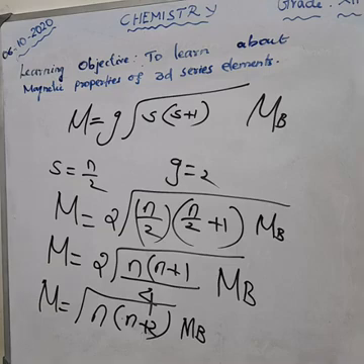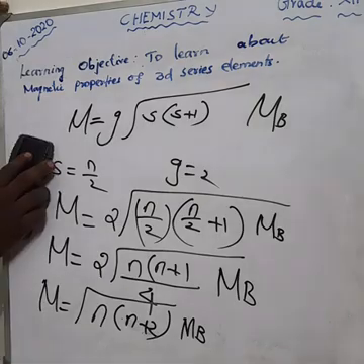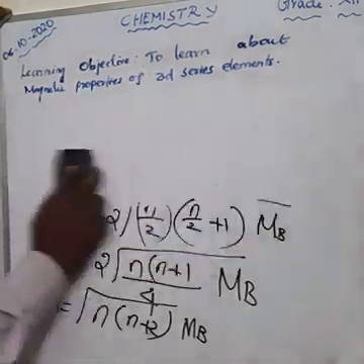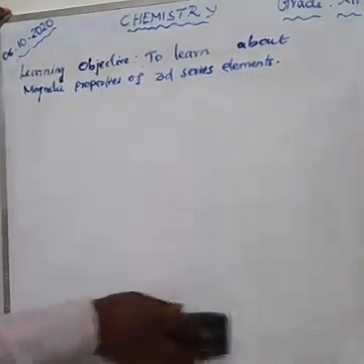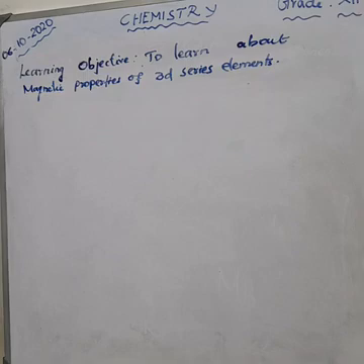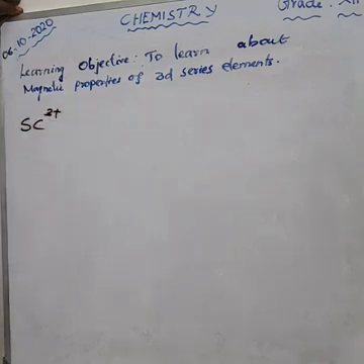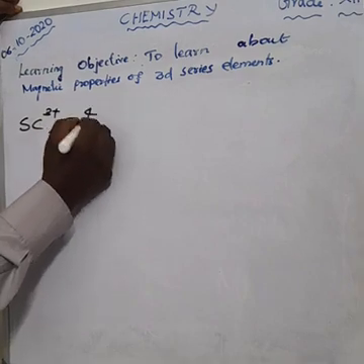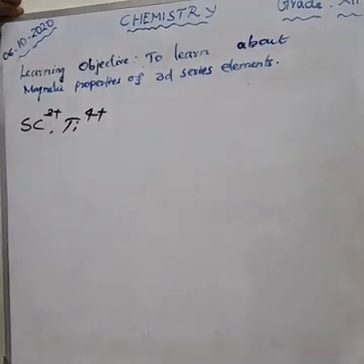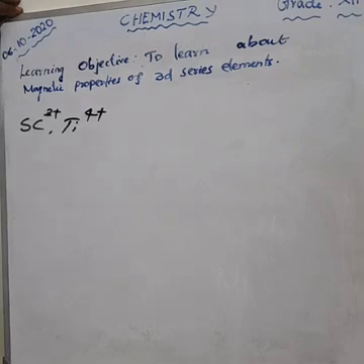Next, how can you write the D configuration for an ion of the 3D series? These are all one-word questions. Calculate the configuration for a 3D series ion. For example, we take Sc3+, scandium, which loses 3 electrons, and titanium, which loses 4 electrons, that is Ti4+, and also vanadium, V5+.